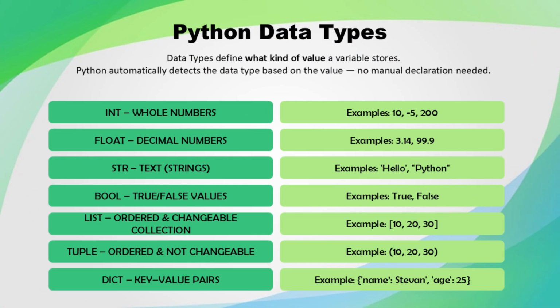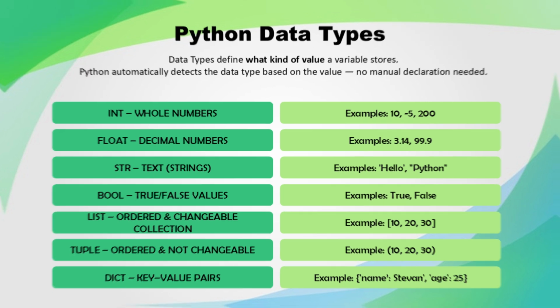Now let's talk about data types, the kind of value that a variable stores. Python automatically detects the data type of your value. The main basic data types are integer, float, string, boolean, list, tuple, and dictionary. Python is dynamic. That means x = 10, then x = "hello". Same variable, different data types. Python handles it for you.